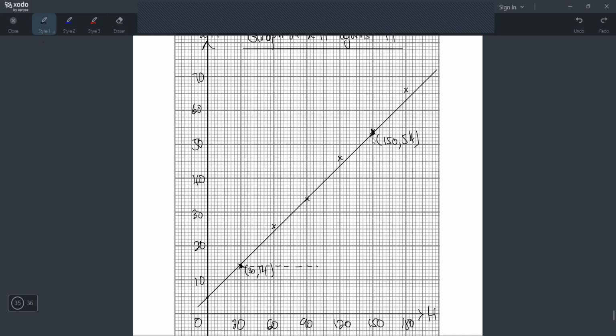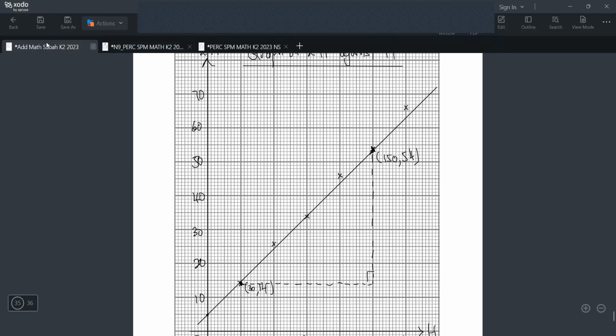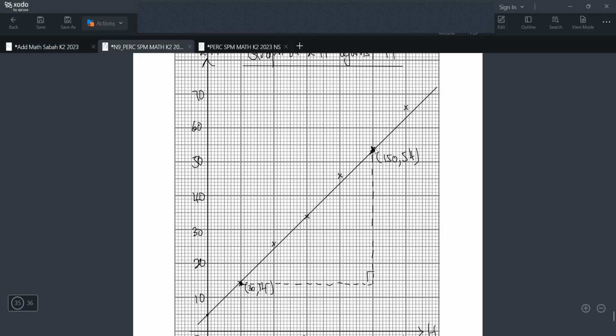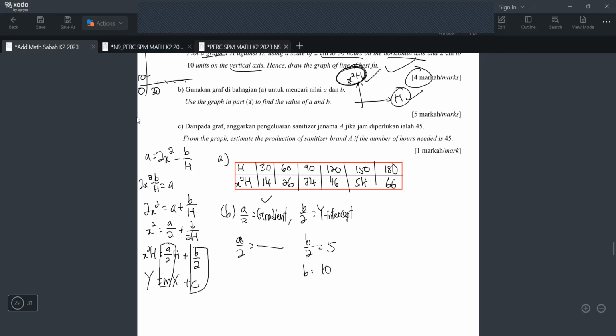So you will draw like this, and then this one, use ruler to draw dotted lines, and then they will meet at this point, and then put a 90-degree, right? So we are using this point and this point, 30, 14, 150, 54. Of course, you will take the point yang dekat garisan, not the point yang you plot, at the line, right? So 150, 54, 30, 14. So let's go back to the working.